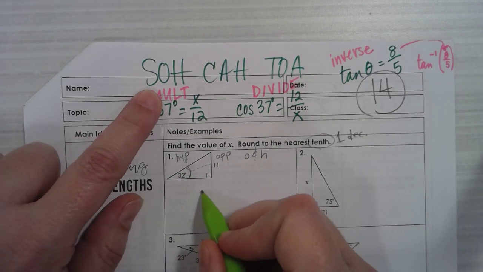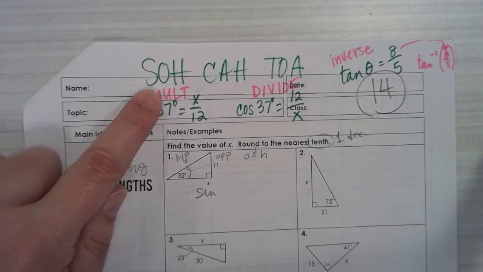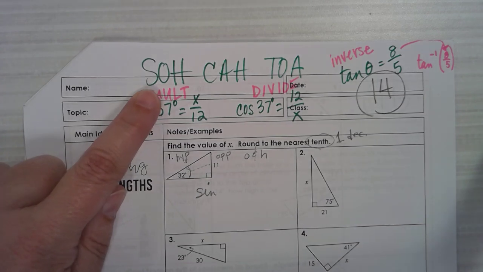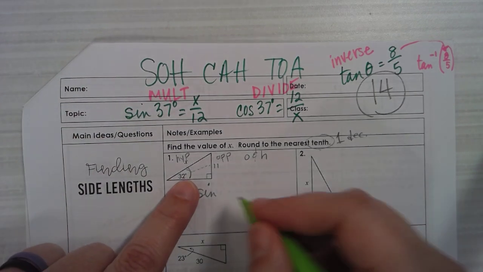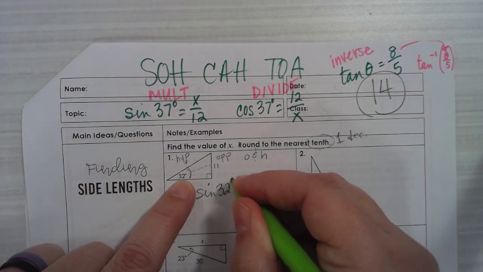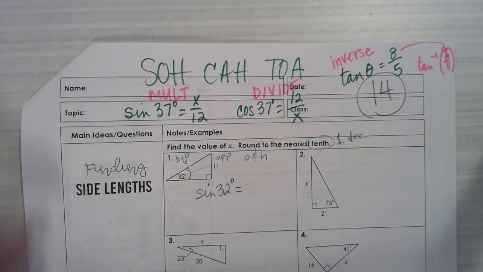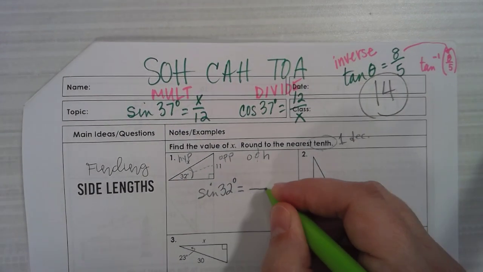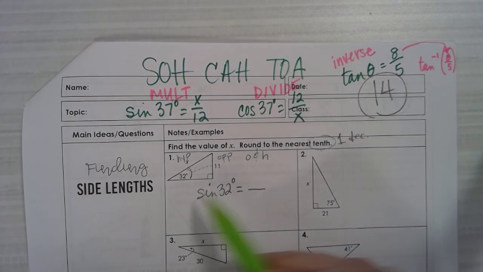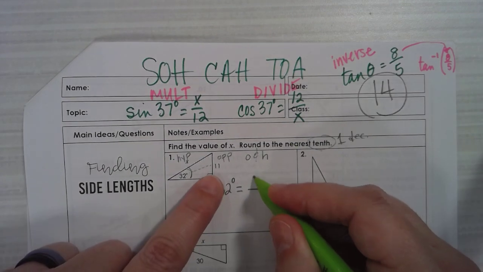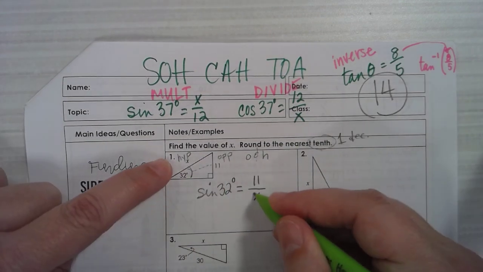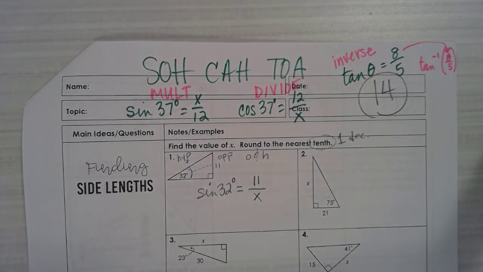So for this problem, we're going to use sine of our angle. And the angle in this problem is 32 degrees. And then we have our equal sign. And then we're going to do the ratio. The ratio for sine is opposite goes on top. Opposite was 11. Hypotenuse goes on the bottom. X is down there.